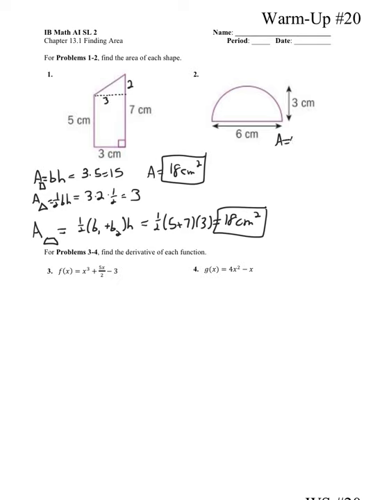Problem 2, area of a circle is pi r squared. In this case, we're doing 1/2 of the circle, so we're going to divide that answer by 2. So the radius turns out to be 3. So we'll do pi times 3 squared divided by 2. So I get 9 pi over 2, which comes out to 9 times pi divided by 2, 14.14 centimeters squared.